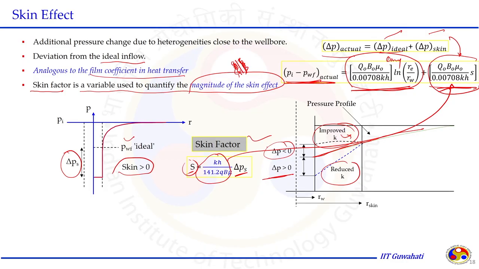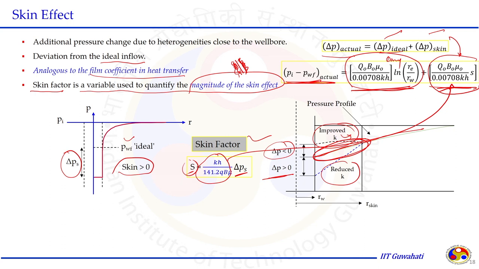because of the stimulating scheme we implement, either acidizing the nearby wellbore region or creating more fractures or by any means. If we can improve the permeability near the wellbore region, the value of K will improve. In that case the pressure drop will be negative, and that should be adjusted in our equation. So any deviation from the ideal condition, either improved or reduced, should be because of the skin factor that appears in the expression of a more accurate IPR for the steady state compressible fluid condition.